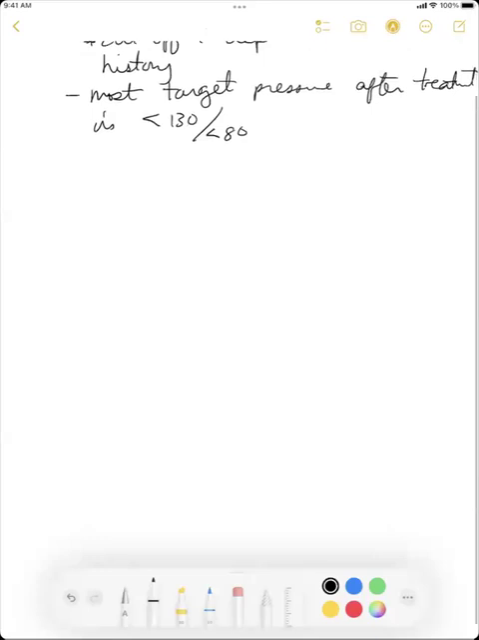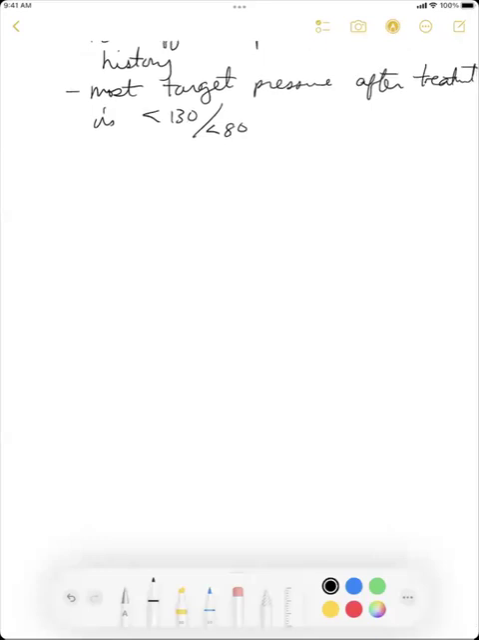When we look at the etiology of high blood pressure, this is where things get a little bit funny, because we don't really know what causes most high blood pressure. Etiology is, for the most part, generally unknown.